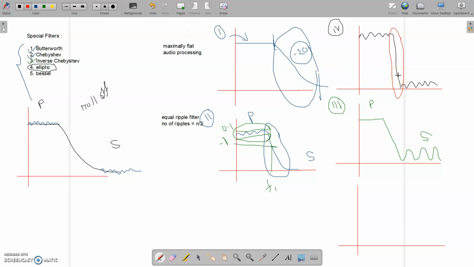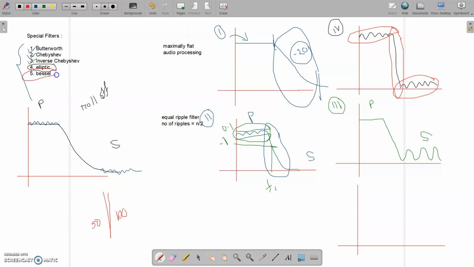So when you need a very sharp cutoff frequency, like I have 50 hertz and 100 hertz, very close, and I need a very sharp cutoff here, then we will use this type of filter, the elliptic filter. But the problem is this will create some ripples here, and this will also create some ripples here. There are some drawbacks also. Nothing is always the best.